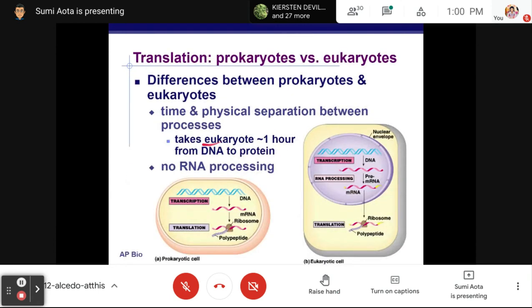So, differences between prokaryotes and eukaryotes: the length of time and the physical separation between the processes. Eukaryotes take about an hour to get from DNA to protein. And in prokaryotes, there is no RNA processing, so it's a lot faster in these guys.